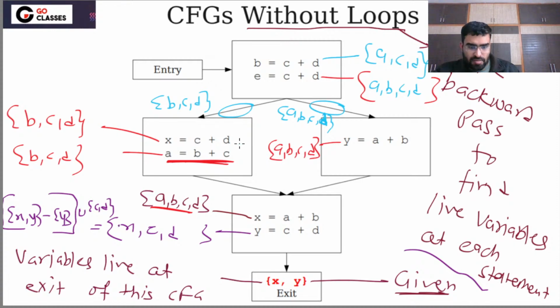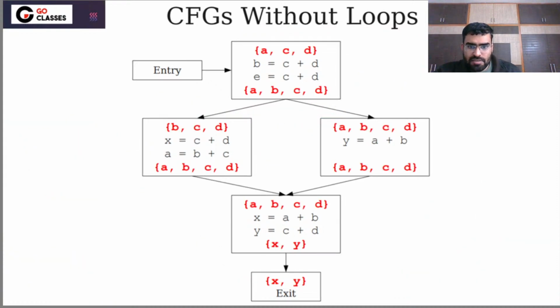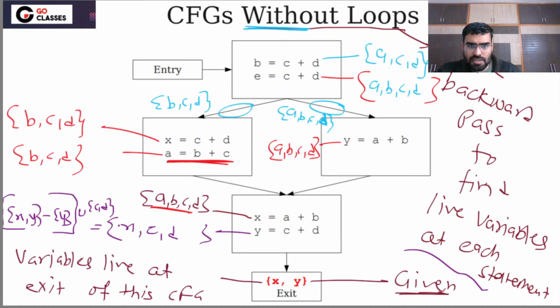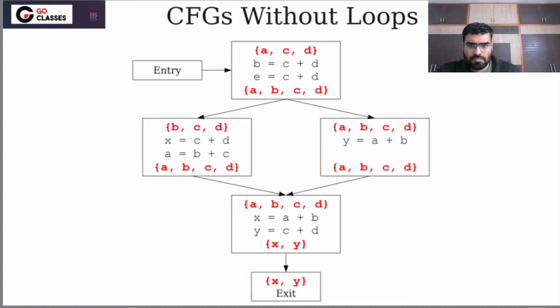So this is the point. I hope this is clear to everyone. Does anyone have any doubt in this liveness analysis? When you don't have any loop, this is how you can do a single backward pass. You can notice A, C, D, A, B, C, D. So this is your answer. If anyone has any doubt, you can ask.